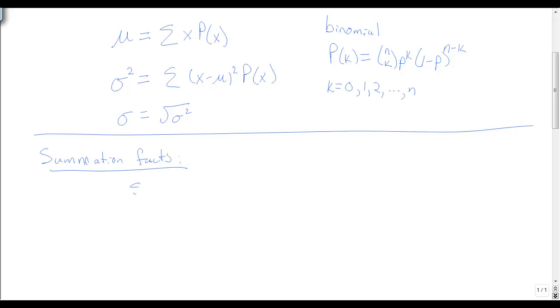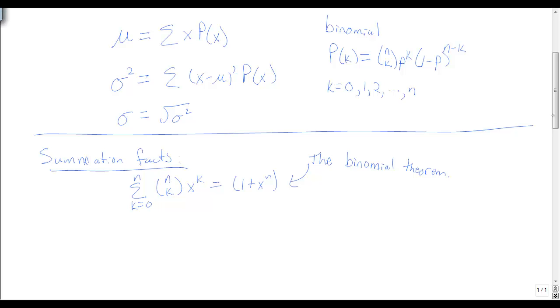Now the first one, and this is one you may well have seen before: the sum from k equals 0 to n of n choose k, x to the k. You add that up, you get (1 plus x) to the n. This is called the binomial theorem. That's well known. You may have seen that in some kind of algebra class.